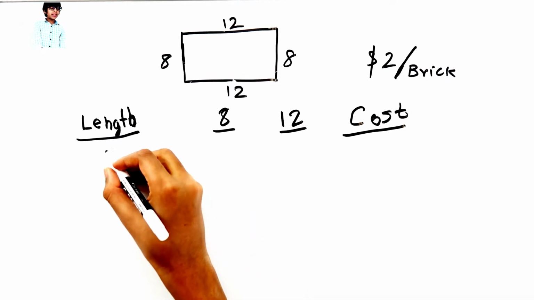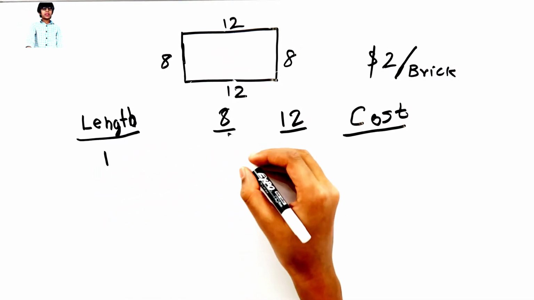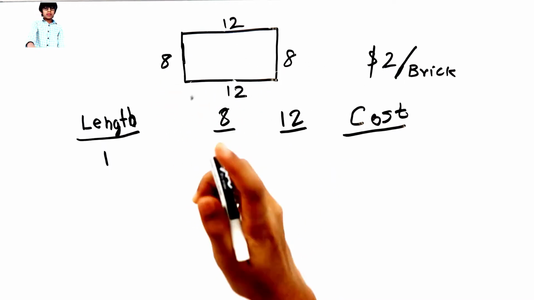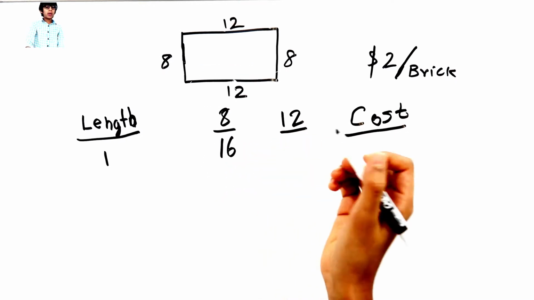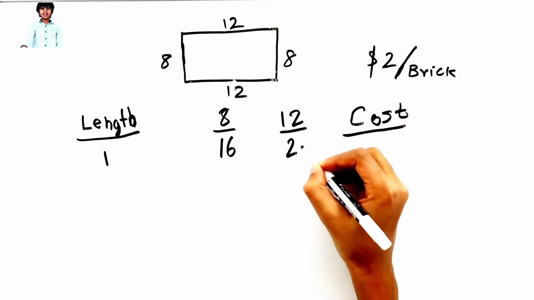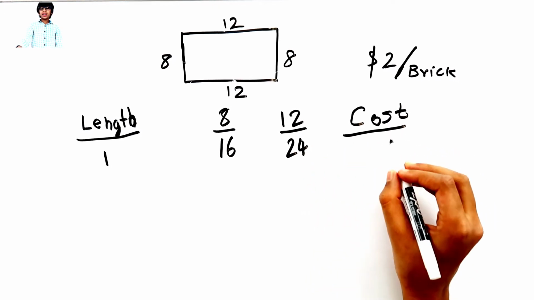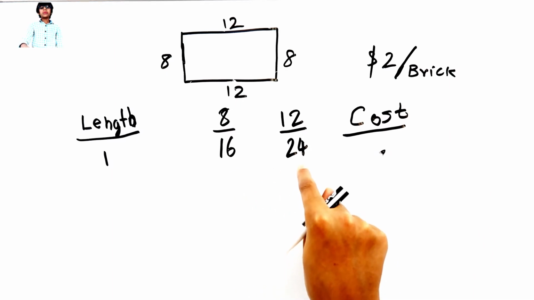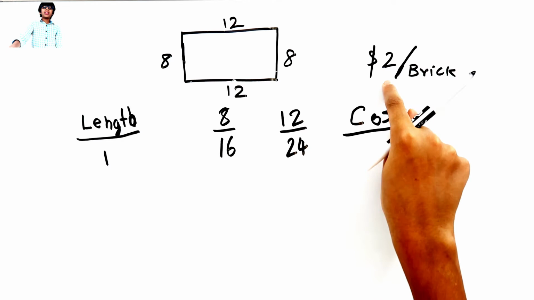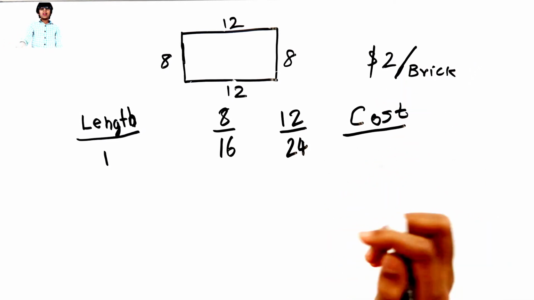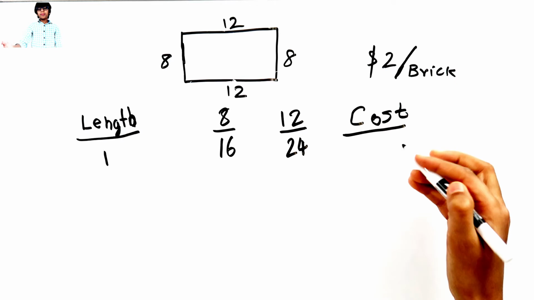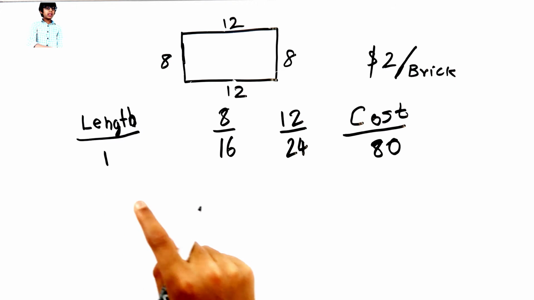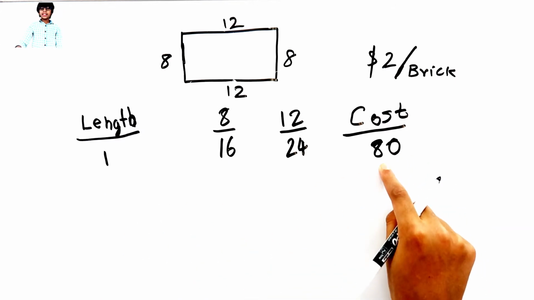Now let's say I pick the length 1 foot. That means 8 bricks. So both of these sides, that would be 16 bricks. And for both of these sides, that would be 24 bricks. And now, to find the cost, I need to add both of these, which is 40. And I need to multiply it by 2 because each brick is $2. So 40 times 2 is 80. The cost, if I buy bricks of length 1, is 80.